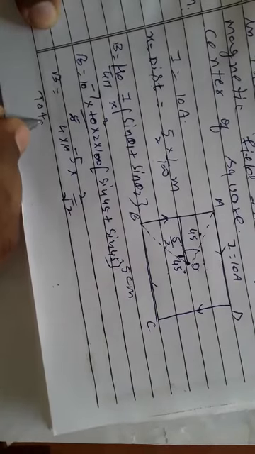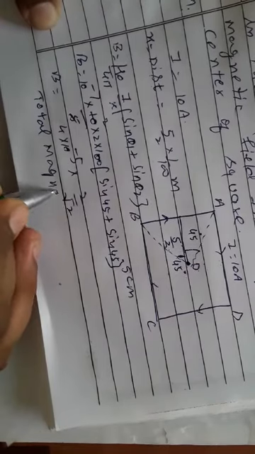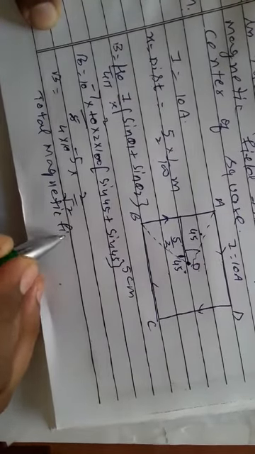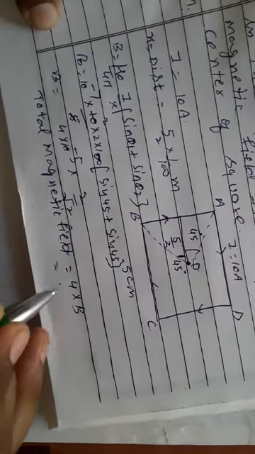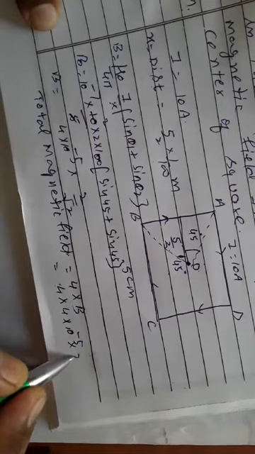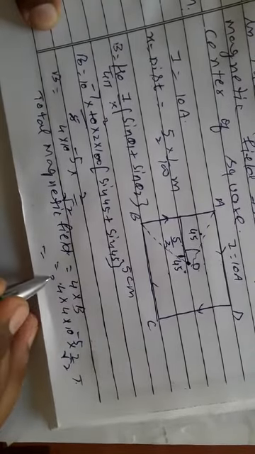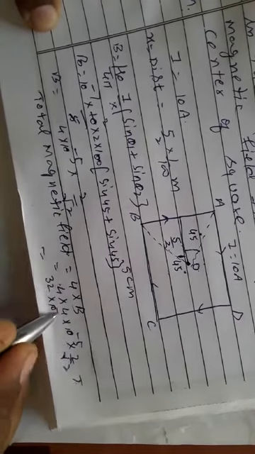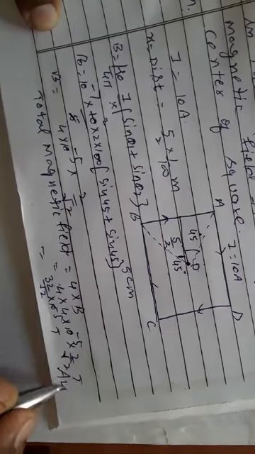Total magnetic field due to the four sides, total magnetic field is 4 into B, 4 into 4 into 10 power minus 5 into 2 by under root 2 into Tesla, which is 32 into 10 power minus 5 upon under root 2 into Tesla. This will be the answer.